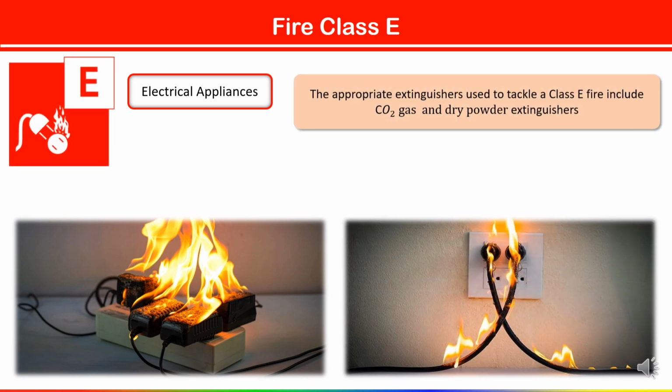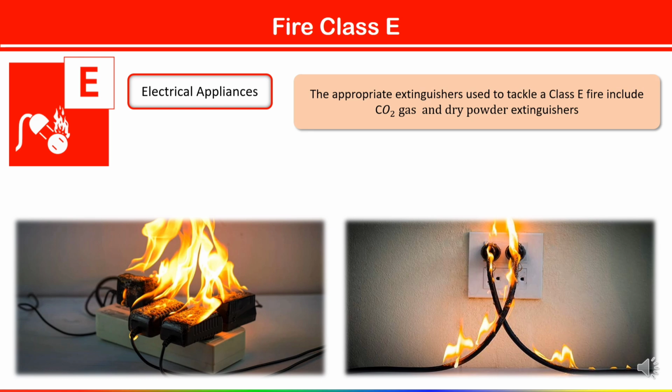Now here, see, they have given which type of extinguisher we have to use. The appropriate extinguishers used to tackle a class E fire include CO2 gas and dry powder. So you can go for CO2, because CO2 extinguishers are highly effective for electrical fires because they are non-conductive and displace oxygen, smothering the flame without leaving any residue.